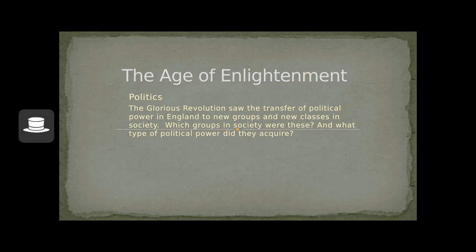It's an event in English history, and so our question is going to be, the Glorious Revolution saw the transfer of political power in England to new groups and new classes in society. Which groups in society were these? And what type of political power did they acquire?